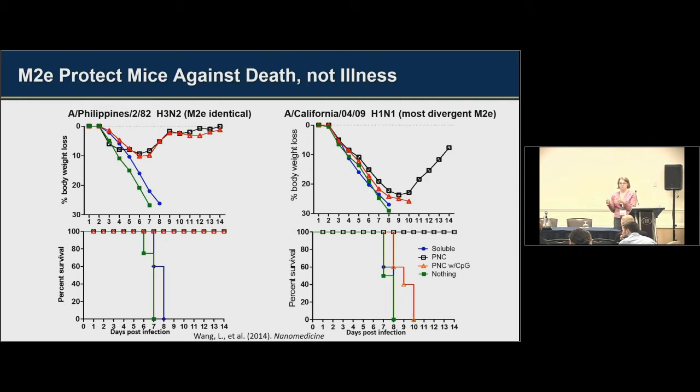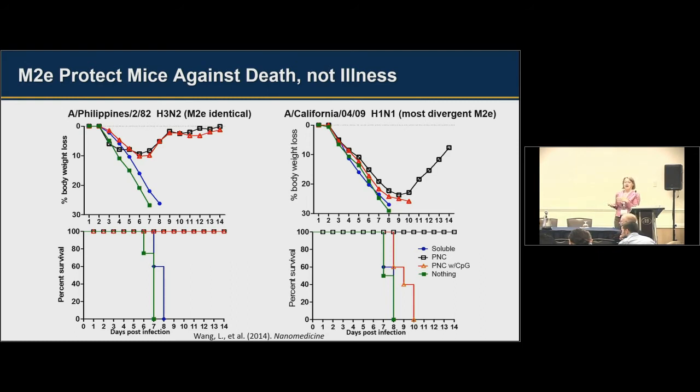against the identical M2e antigen, or virus containing the identical antigen. And if we go to the California side, which is the most divergent, interestingly, we see that our PNCs without the adjuvant actually protect all the animals, whereas with the adjuvant, we see death of the animals.